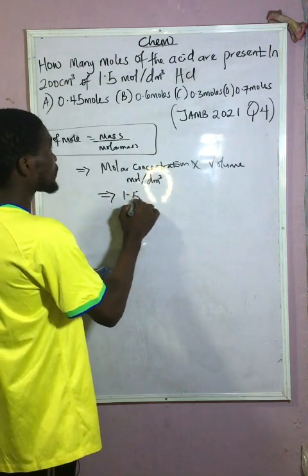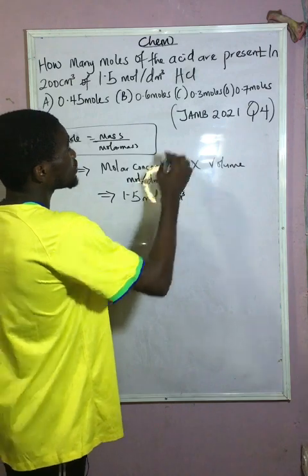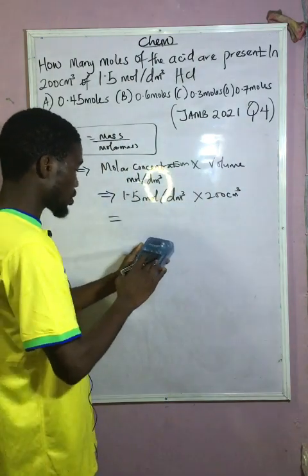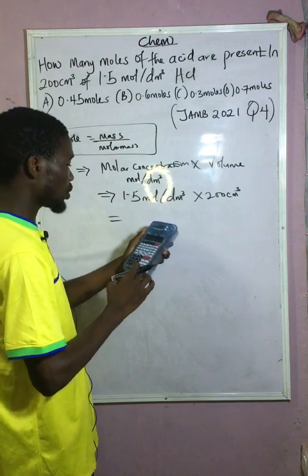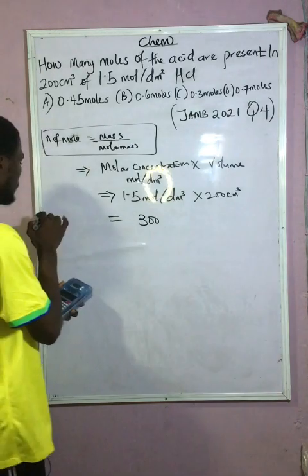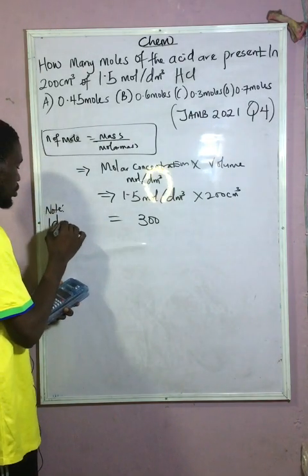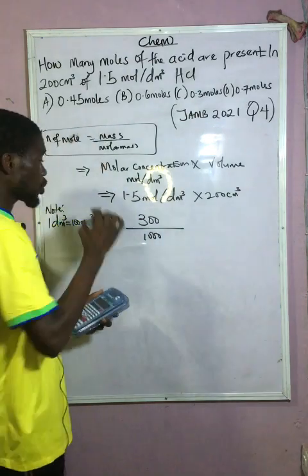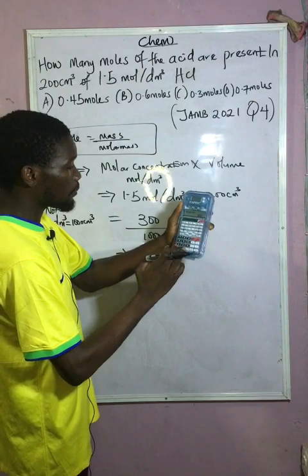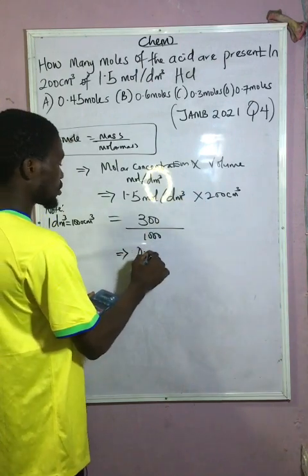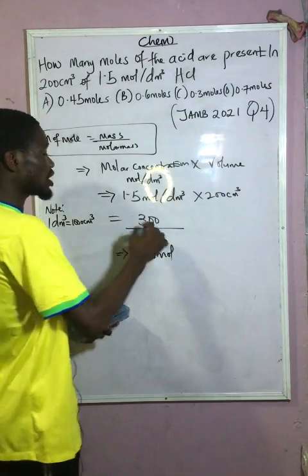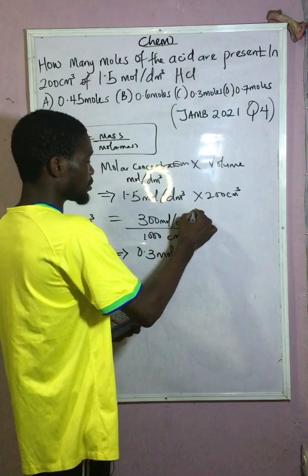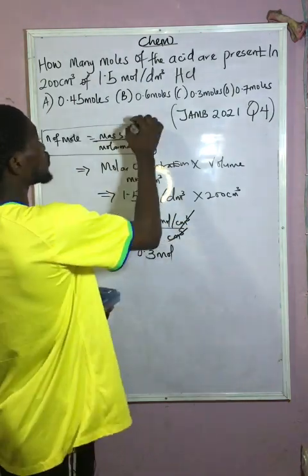So what is our molar concentration in mole per dm cube? It is given to be 1.5 mole per dm cube, multiplied by the volume, which is 200 cm cube. So 1.5 multiplied by 200, we have 300. And note one thing: 1 dm cube is equivalent to 1000 cm cube. So we divide by 1000. 300 divided by 1000, we have 0.3 mole, because we have to convert the volume, and the cm cube cancels. We are left with 0.3 mole, which is the answer.